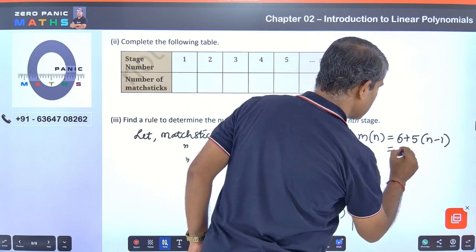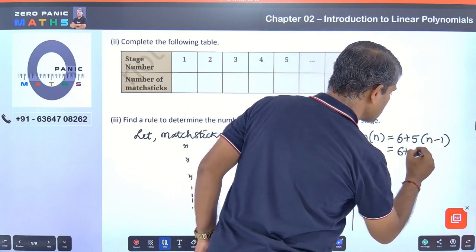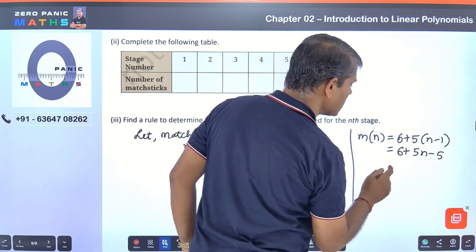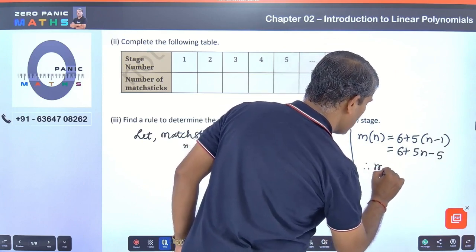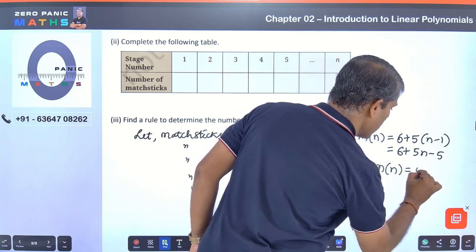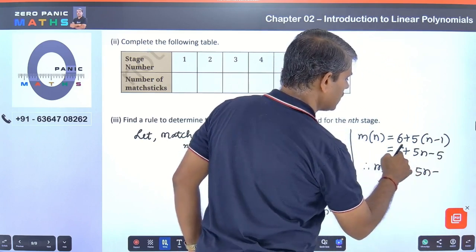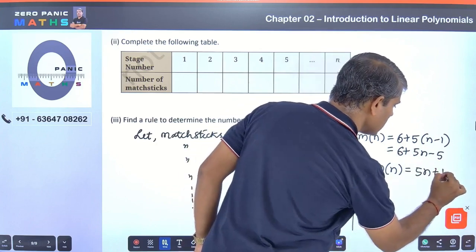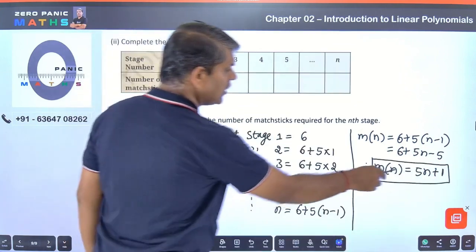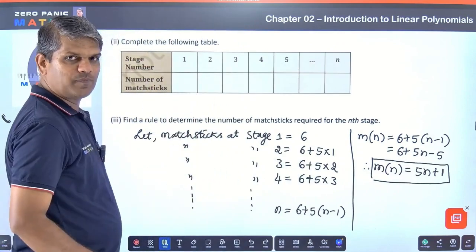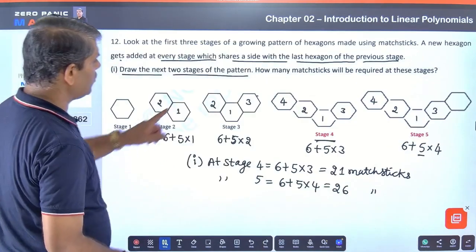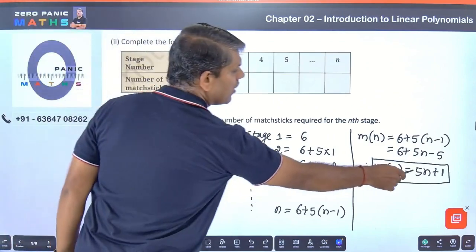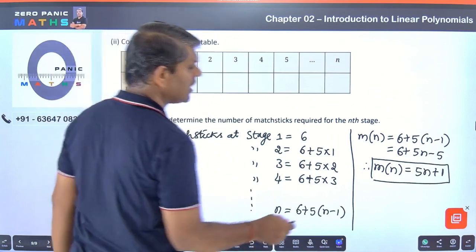Now let us multiply 5 to both n and minus 1. It will be 5n minus 5. 6 minus 5, it is 1. So therefore m of n is equal to 5n plus 1. Using this only I can fill in this table. Of course you would have filled it in by the earlier method also, but you can easily do it by this formula. Now let us try substituting this.